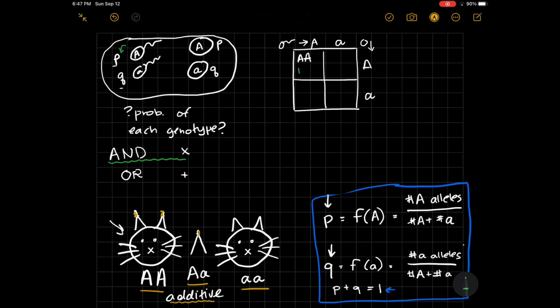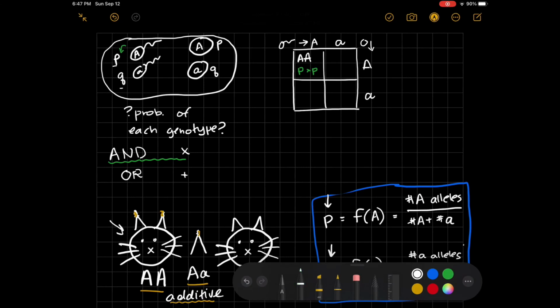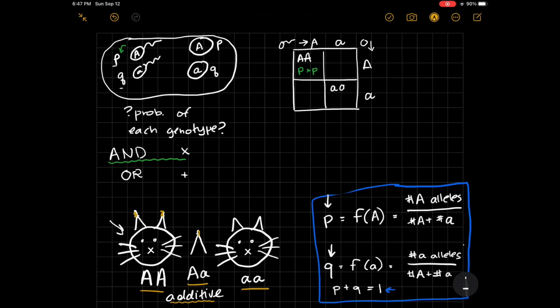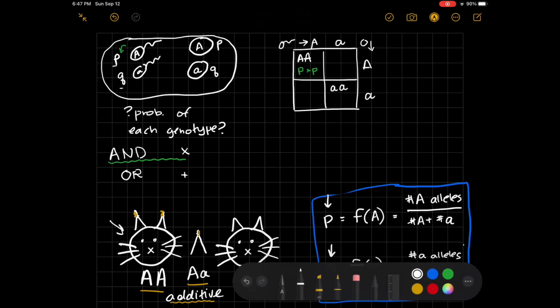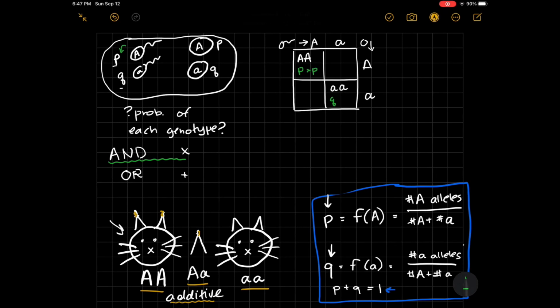a zygote. So what is the probability of getting this? What's the frequency we expect this at? Well, the frequency of the big A sperms is P. So that's the probability of getting one big A sperm out of our big bag of sperms. And that's the same as the probability of getting one big A egg out of our big bag of eggs. It's also P. So we have an and statement here. So we're thinking about P and P, so getting a big A sperm and a big A egg. So we multiply these two numbers together. So this is going to be P squared.